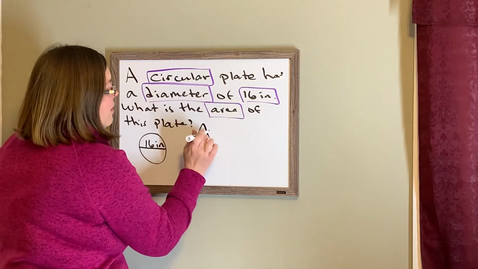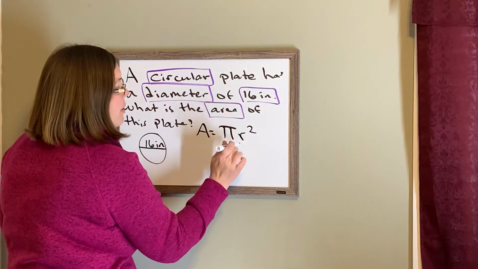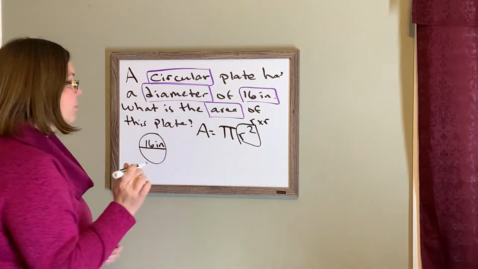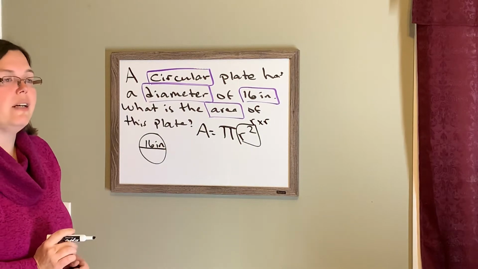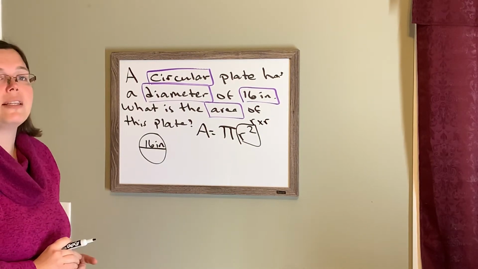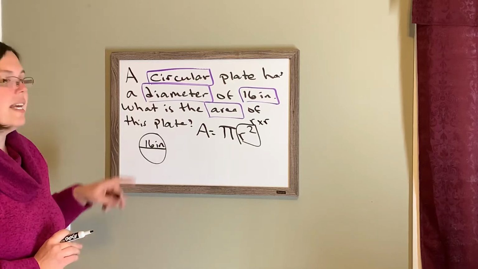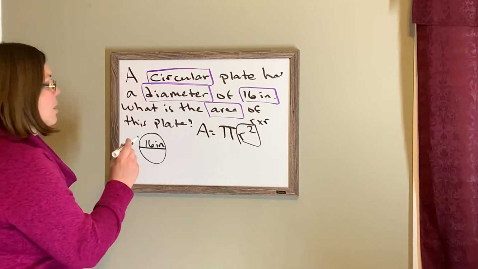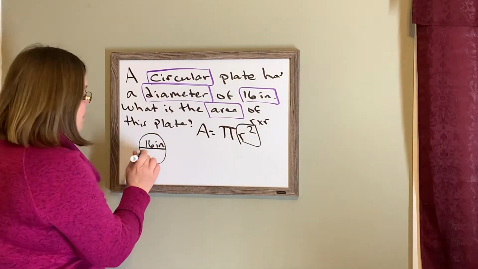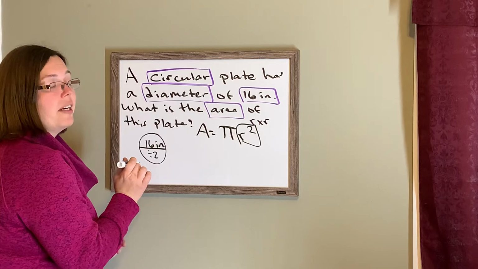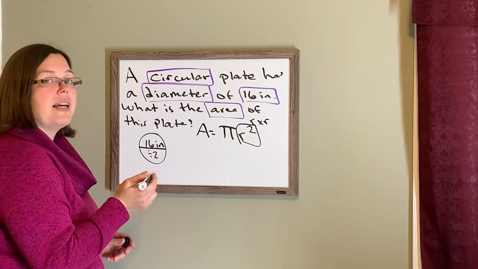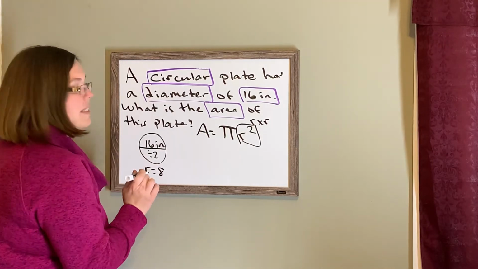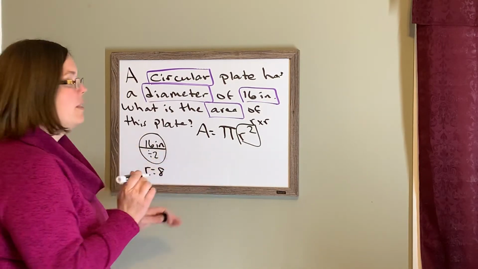So the formula for area is pi r squared. Of course, r squared means r times r. So the question I have to ask myself is, did they give me a diameter or did they give me a radius? In this case, they gave me a diameter since it goes all the way across through the center of the circle. So what we're going to do is take this diameter and divide it by 2 so that we can get a radius. Radius is half the diameter. So 16 divided by 2 is 8. My radius is 8. Now I'm ready to plug it into the formula.